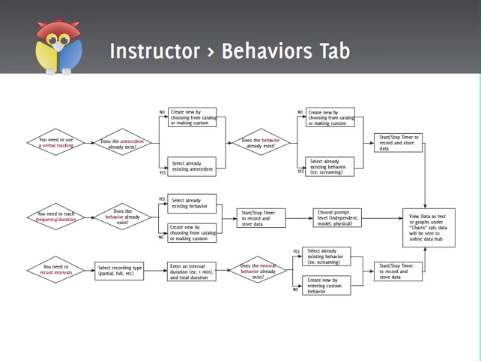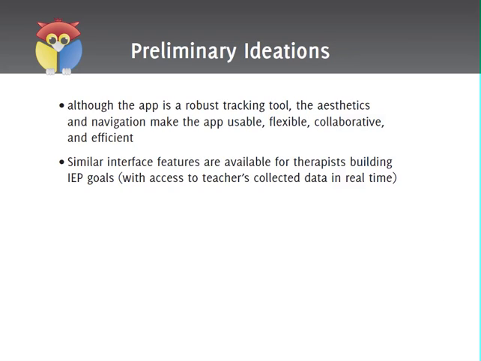Likewise, very similar type flowchart for if you signed in as an instructor and you chose a behaviors tab. So these sorts of flowcharts are made for every possible action within the app as well as the specific user. So I made a bunch of these for instructors, therapists, and students so that I could really get a better understanding of how this might work. So these are very preliminary ideations that I'm about to show.